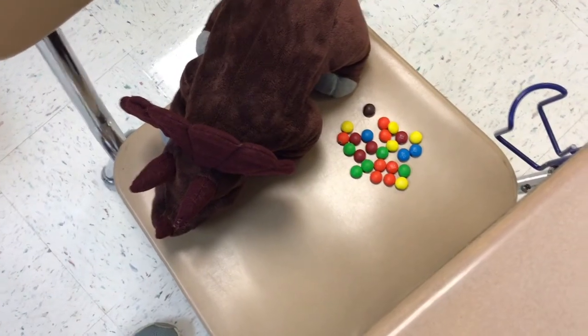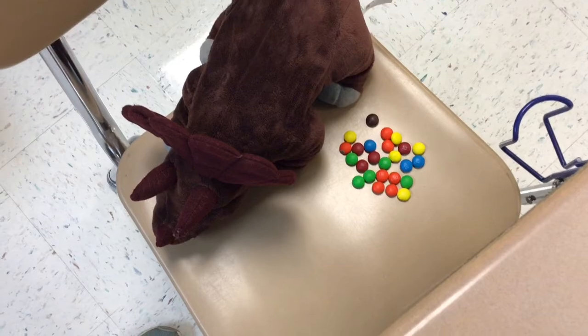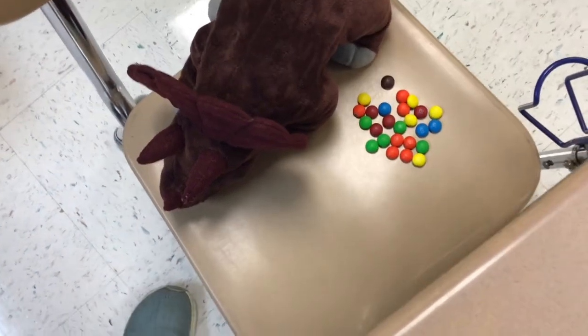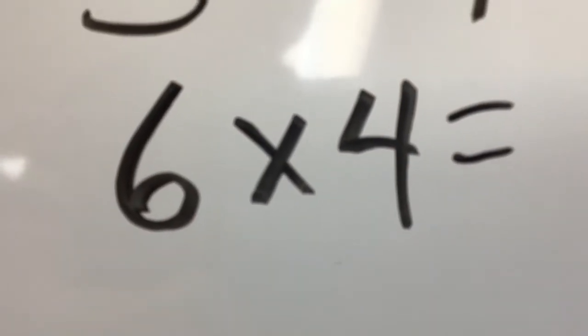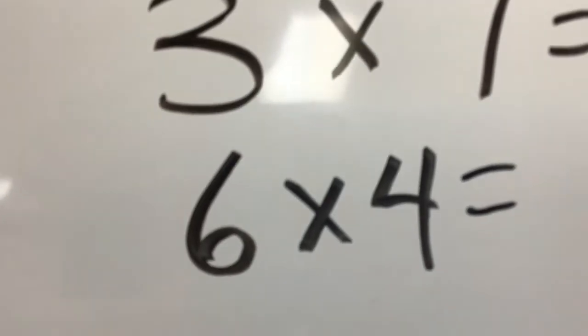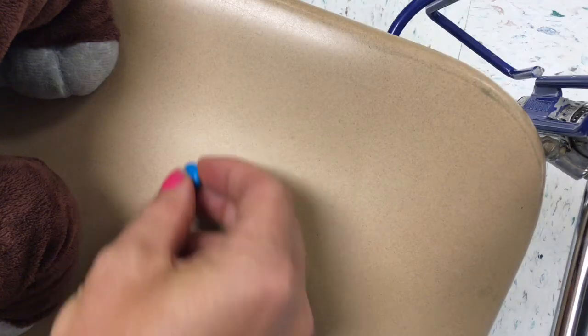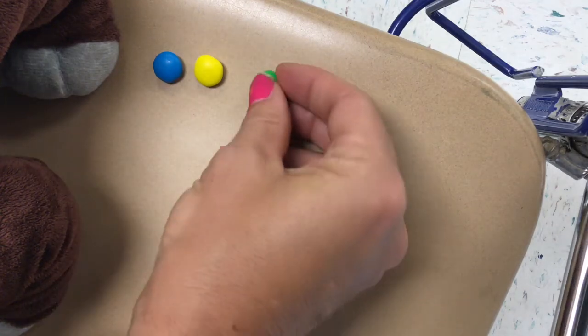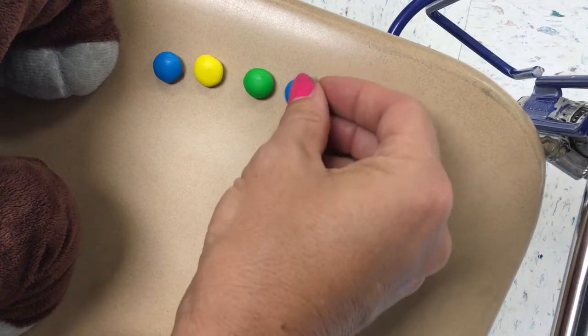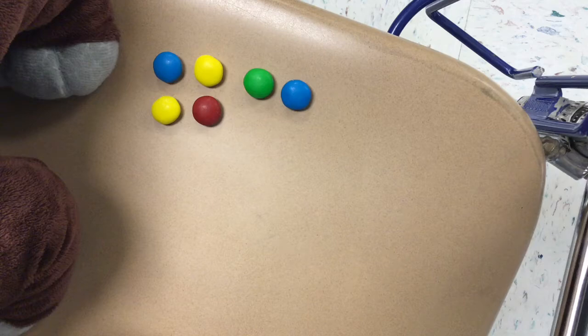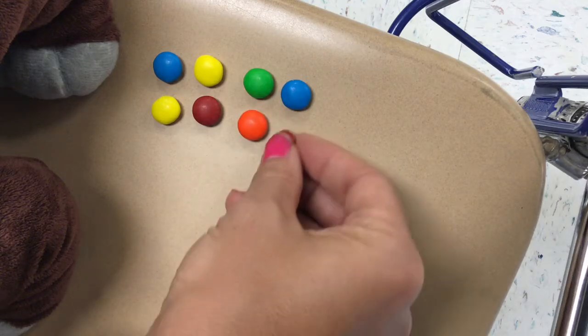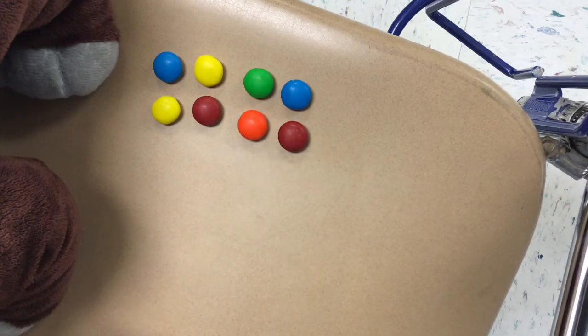So we're going to use some M&Ms to act this array out, and then maybe she can have some. So our array, as you'll remember, is 6 times 4. So that means we're going to make 6 rows of 4 M&Ms. All right, 6 rows of 4. So I've got 1, 2, 3, 4. There's 1 row of 4. 1, 2, 3, 4. 2 rows of 4.